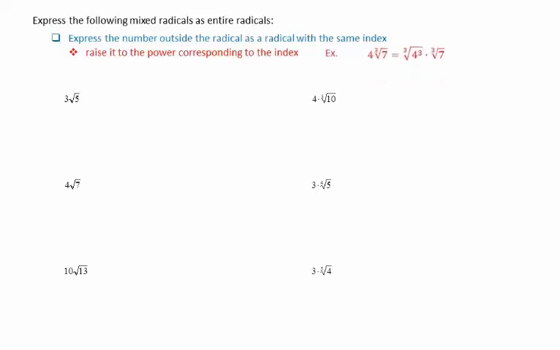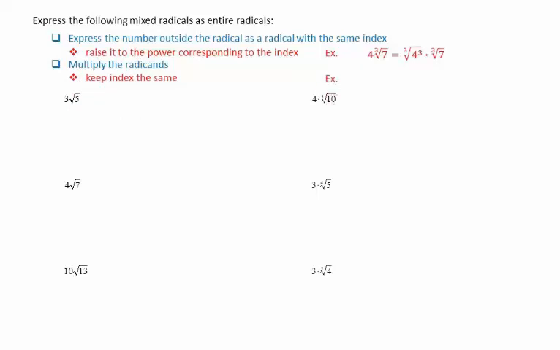For this example, 4 times the cube root of 7, we take the 4 that is outside the radical and raise it to the 3. We then put it inside a radical with the same index, a cube root. Once we've done that, we can multiply the radicands and keep the index the same.